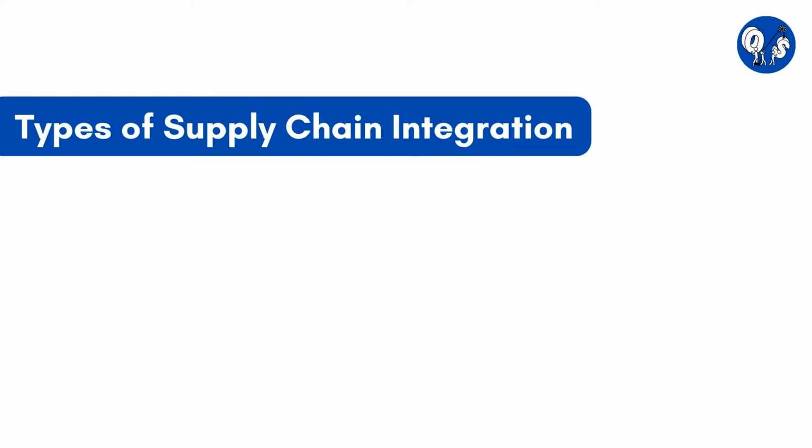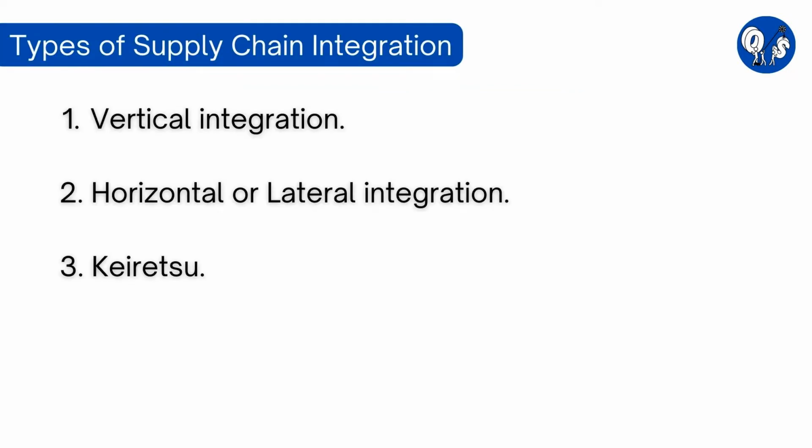Today we are going to discuss supply chain integration. There are three types of supply chain management integration which companies use. Number one, vertical integration. Number two, horizontal integration, which is also known as lateral integration. And the last one, the third one, is Keiretsu.